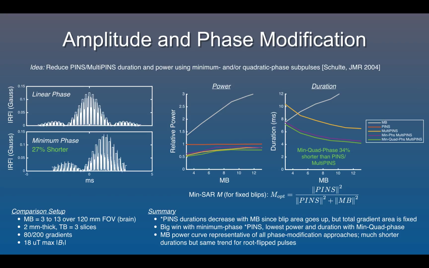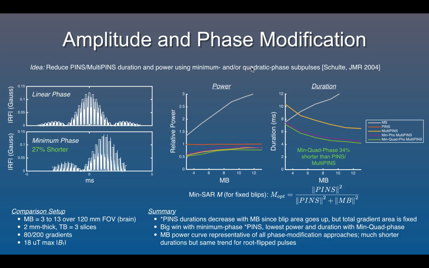Okay, so now I want to combine these two concepts of doing both amplitude modification to the profile, that is PINS or multi-PINS type modifications that add slices to the profile and then inverse the pulse somehow to reduce the power. I want to combine that concept with phase modification. And one very straightforward first stab at this is to, instead of using linear phase pulses to construct PINS and multi-PINS pulses, use minimum phase pulses.